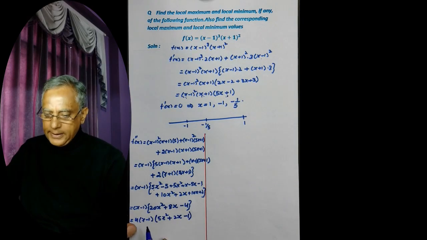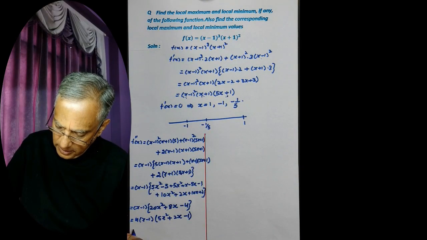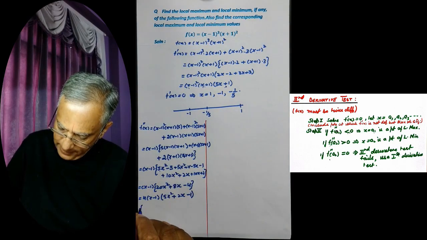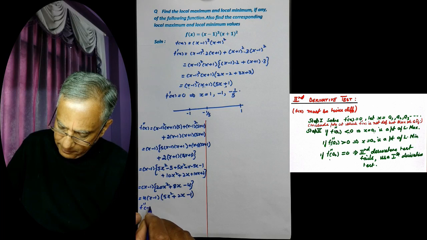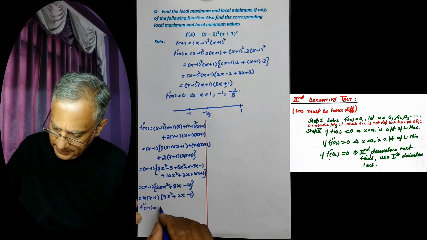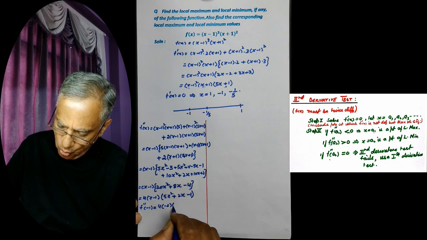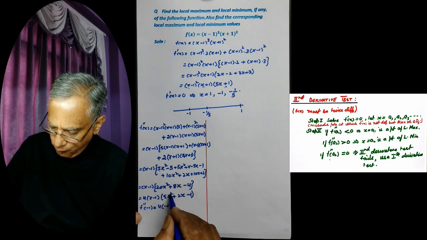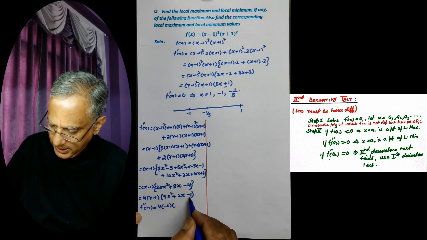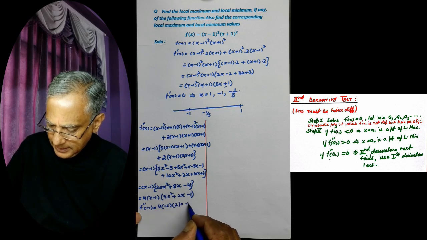Now we find the sign of f'' at each point. First point, we consider x equal to minus 1. So f'' at minus 1 is equal to, this is negative, 4 into minus 2 into, minus 1 square is 1, 5 minus 2 minus 1, which is 2. So this is negative.